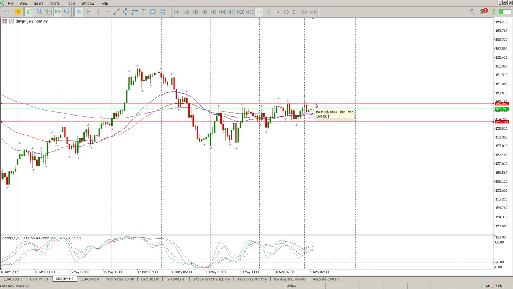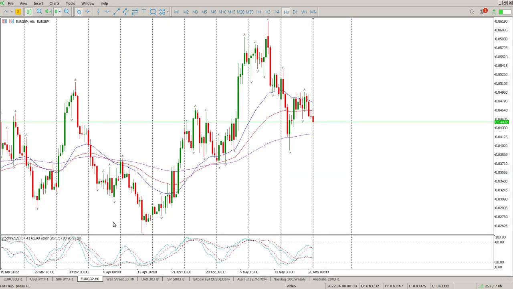To the upside, it's 160.060. We need to see a break and retest of that for a move to the upside. Until something like that happens, that is sideways, and stay away.